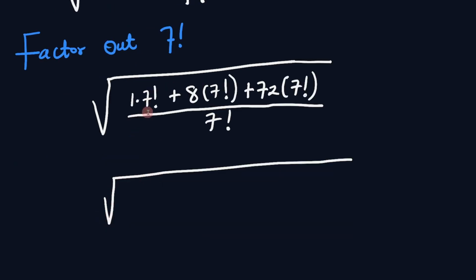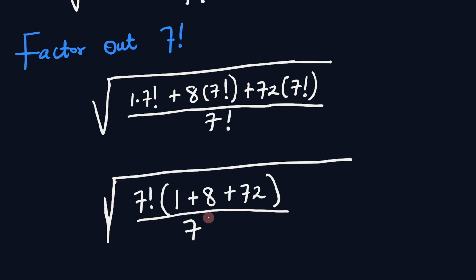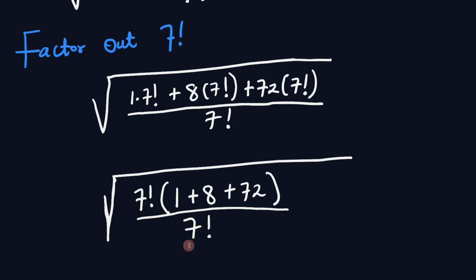We'll continue. If we factor out 7 factorial from the numerator because it is common, we'll have 7 factorial, open parenthesis, 1 plus 8. We'll factor out this 7 factorial plus we'll factor out this 7 factorial, leaving us with 72, all divided by 7 factorial. Now we can see that 7 factorial is out and 7 factorial is out, and here we have our multiplication sign, and we can easily cancel out 7 factorial for us to have just this in parentheses.